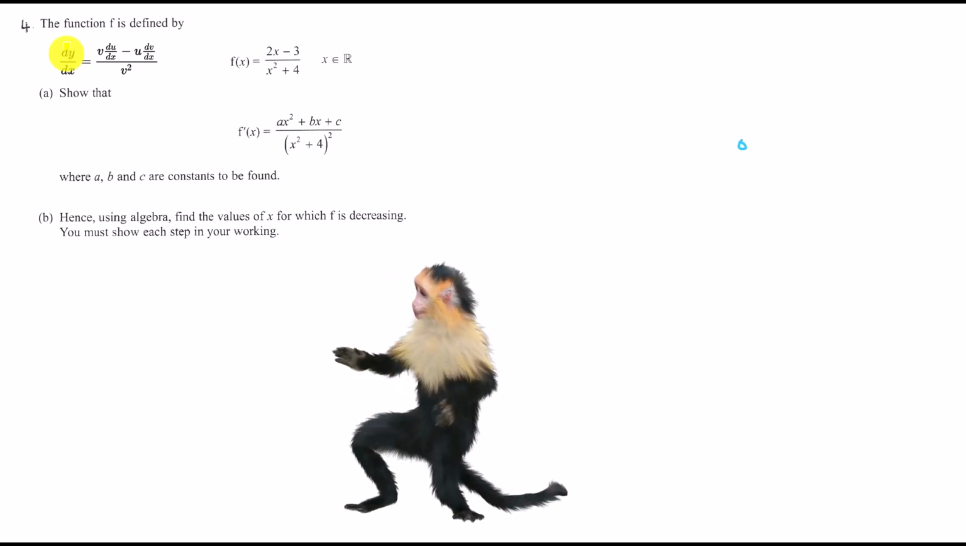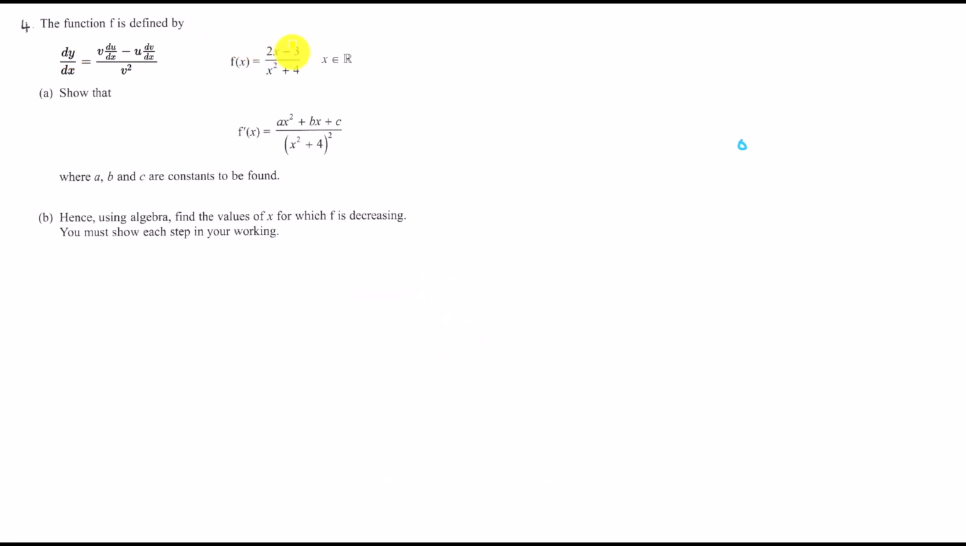Okay, let's have a look at this question now. You can see that it is a function with a divide, so we must use the quotient rule, which is in the formula booklet. Do make your v's and the u's clear so you don't get mixed up. Now it says show that the differentiation of f of x equals (ax squared plus bx plus c) over (x squared plus 4) squared, where a, b and c are constants to be found.